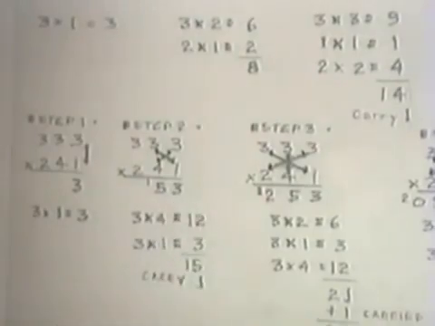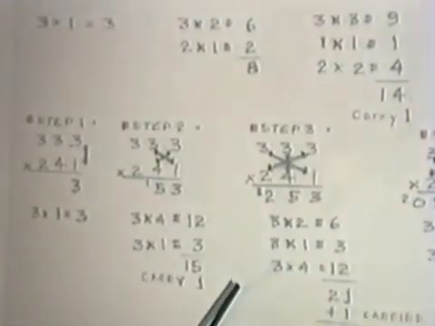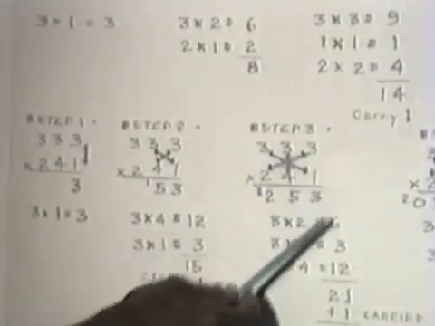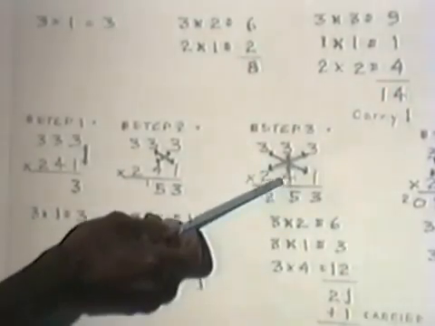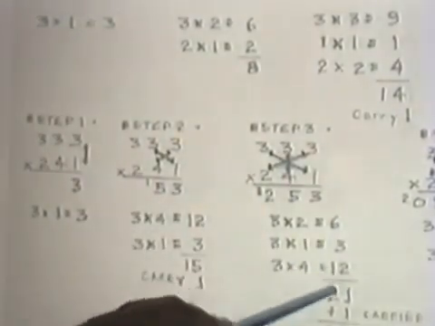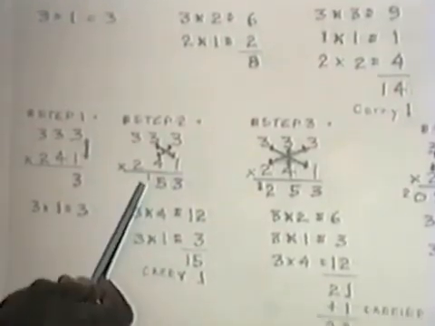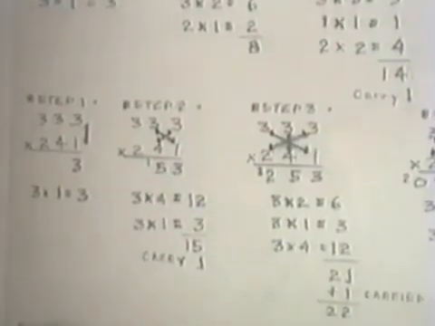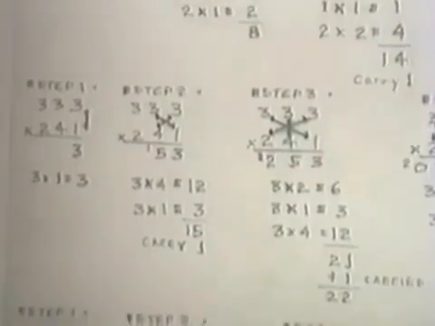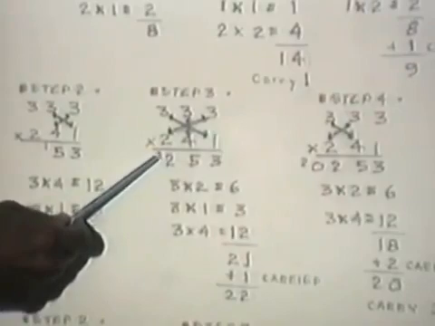This is our third step. So we're doing 2 times 3, which is 6. And we're doing 3 times 1, which is 3. Vertical, 3 times 4 is 12. We add all of them together and get 21, plus the 1 that we carried, which makes 22. That's why we put our 2 here. We're carrying the 2.